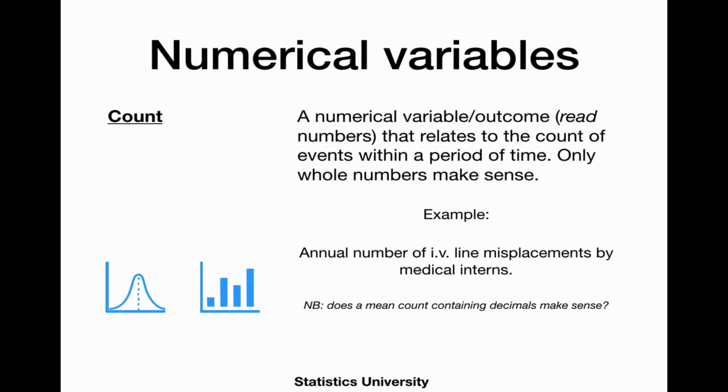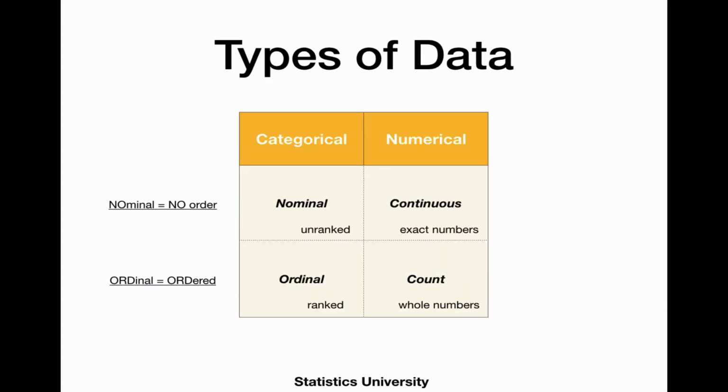Count numbers refer to a type of numerical variable that relates to the count of events within a period of time. Only whole numbers make sense. And if we summarize this in categorical data, we have nominal data. And here's a little mnemonic. Nominal stands for no order, so they are unranked. And ordinal categorical data, and ordinal stands for ordered or ranked. And within the numerical type of data, we can distinguish continuous data, which are exact numbers, and count data, which are whole numbers.